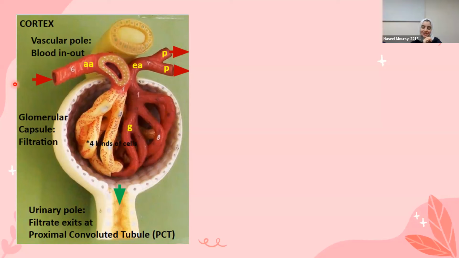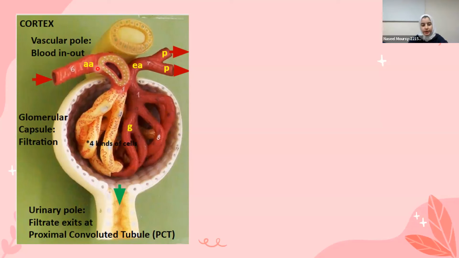Yes, but which tiny branch of the renal artery? The one right before it. Which one? Inter something. Good job. Interlobular. It's not shown here on the diagram, but then you go all the way to the afferent arteriole.